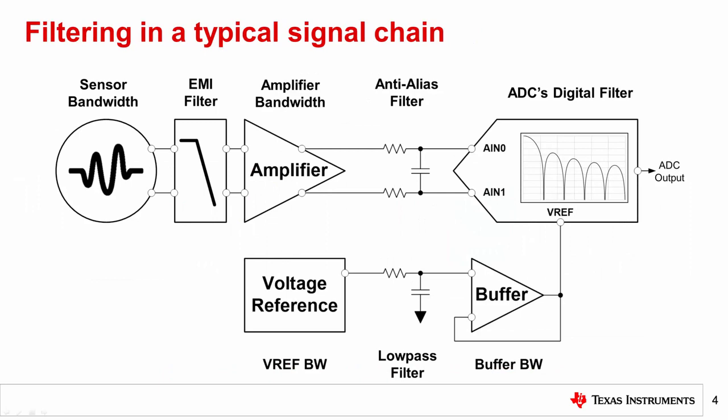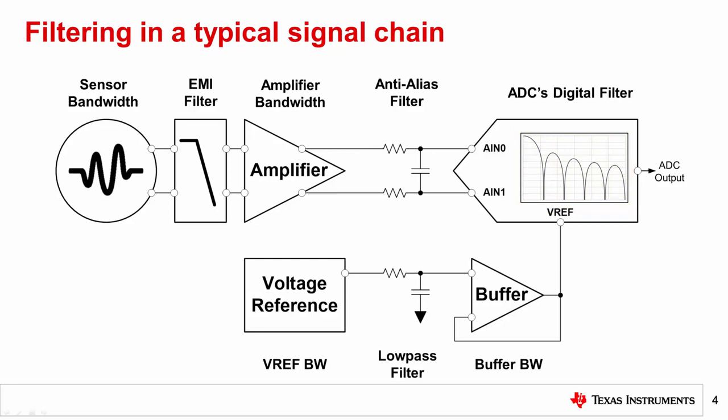Here is a more complete view of a typical analog signal chain showing two distinct input paths. Each stage in these paths has some definable bandwidth that acts as a filter. The signal chain filter path can include the bandwidth of the sensor being measured, the cutoff of any electromagnetic interference filters, the bandwidth of any amplifiers in the signal chain, the cutoff frequency of the anti-aliasing filter, and finally, any digital filters integrated into an ADC.